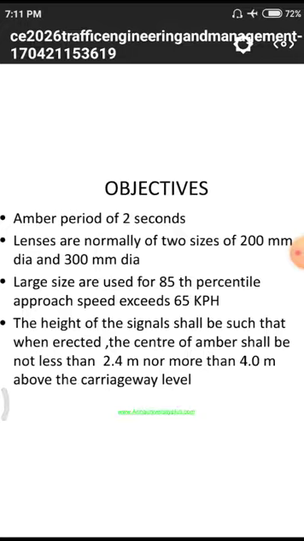The height of the signal shall be such that, when erected, the center of the amber shall be not less than 2.4 meters or more than 4 meters above the carriageway level. What is the carriageway? Normally it is the ground level. These carriageways are used for the movement of vehicles on the roads. So above the carriageway we need to maintain a minimum of 2.4 meters and a maximum of 4 meters.